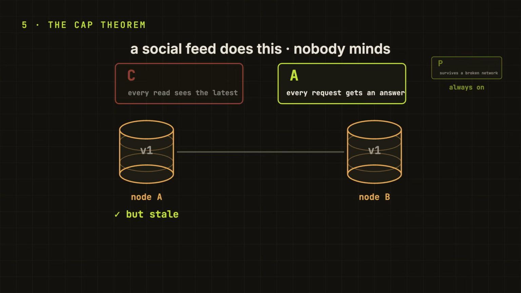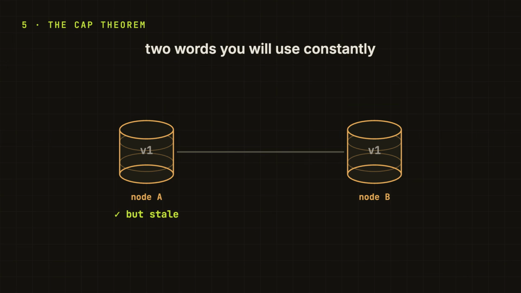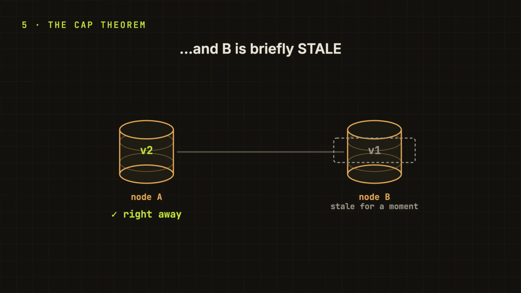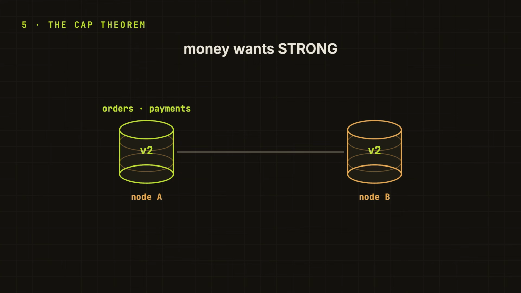And this connects to two words you will use constantly. Strong consistency means the moment you write something, everyone sees the new value immediately. Safe, but slower and harder to keep available. Eventual consistency means the copies will all agree eventually, but for a brief moment some might be stale; much easier to scale and keep available. So, money and orders want strong consistency. Likes, views, and feeds are happy with eventual. Picking the right one per feature is exactly the kind of thinking interviews look for.